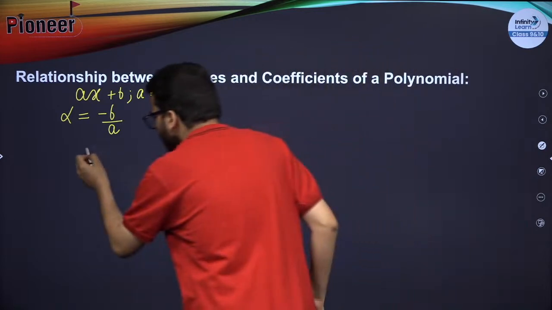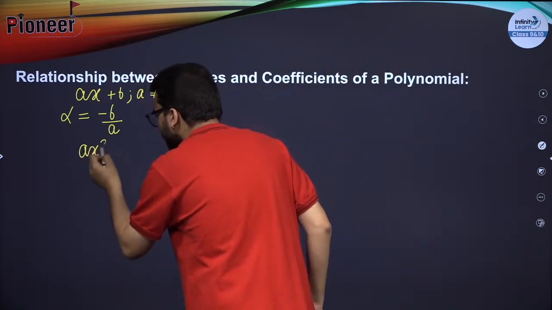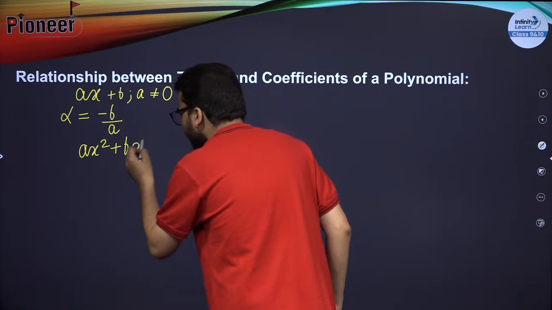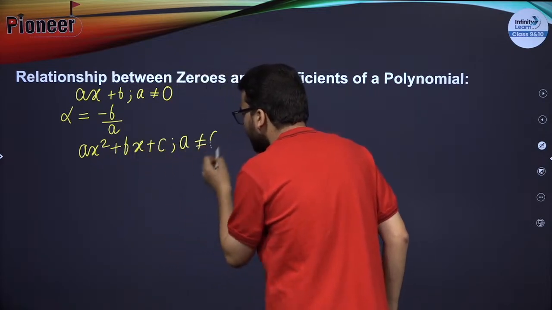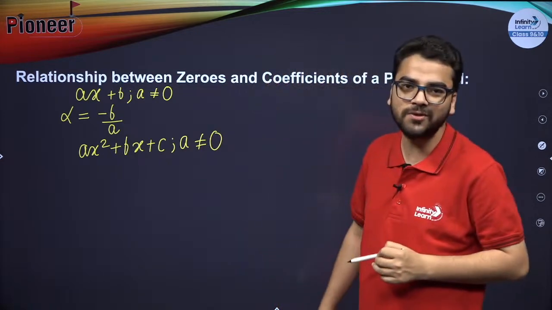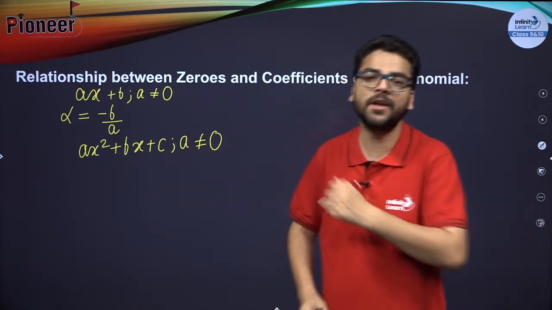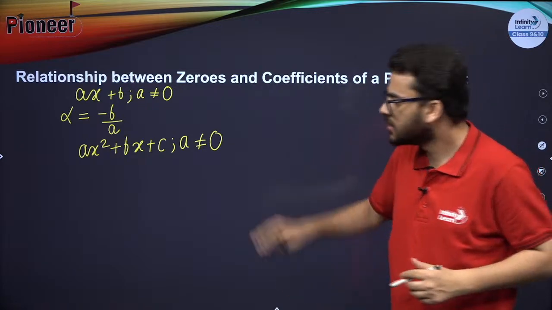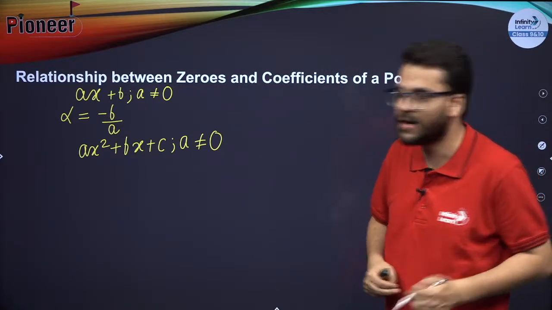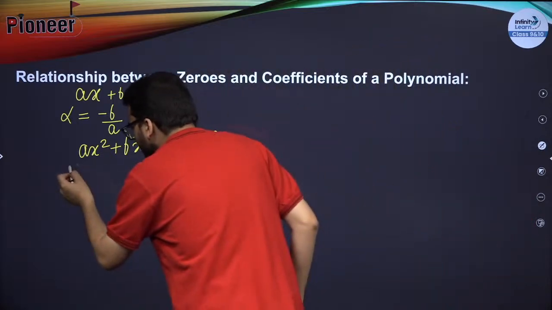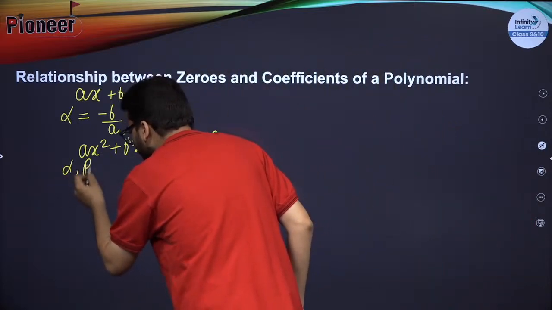Now if you are talking about a quadratic polynomial, the standard form of a quadratic polynomial is ax square plus bx plus c, where obviously a is not equal to 0. The coefficient of x square cannot be equal to 0, otherwise it will cease to be a quadratic polynomial, right? So a quadratic polynomial can have maximum 2 real zeros, right? So the 2 real zeros we can represent by alpha and beta.